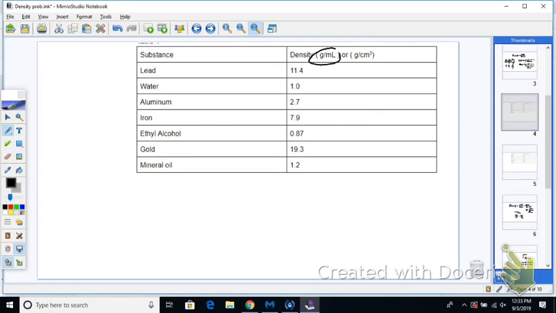This is grams per milliliter, or grams per centimeter cubed. That's your conversion. So for example, if I'm using lead, I'm going to either use 11.4 grams over 1 centimeter cubed, or I'm going to use 1 centimeter cubed over 11.4. I'm going to use one of those two, depending upon what I'm solving for. Okay? Water's pretty dang easy. You're probably not going to get anything wrong even if you do the setup wrong for water because it's 1.